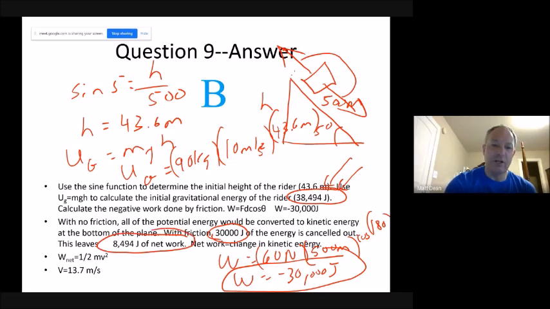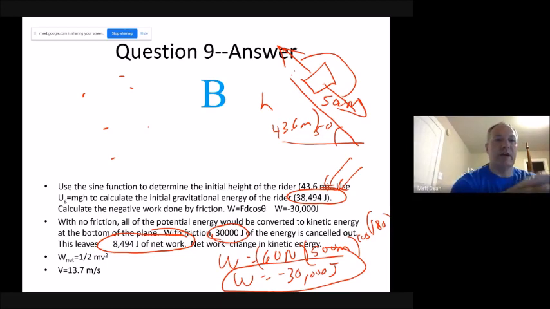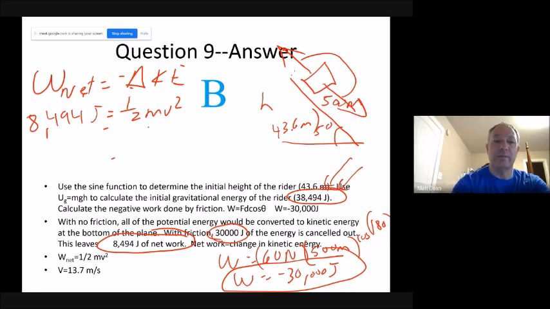That 8,494 joules is equal to the net work. We know that net work causes a change in kinetic energy. So let me make a little space here. Net work equals change in kinetic energy. So our net work is 8,494 joules, and that's equal to our change in kinetic energy, which, remember, we started at 0, so we can just calculate our final kinetic energy since we started at 0.